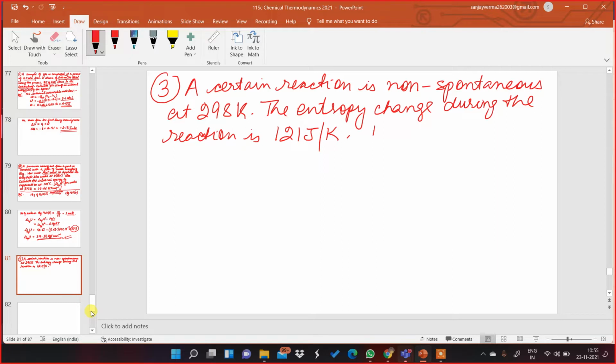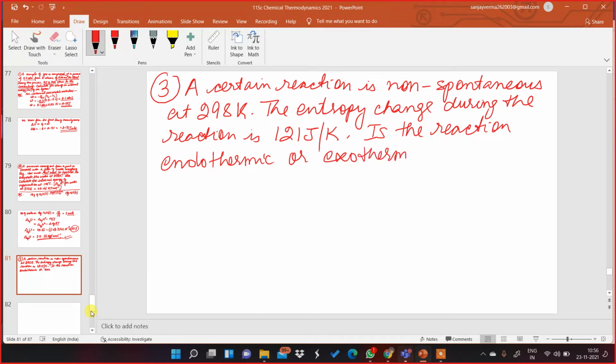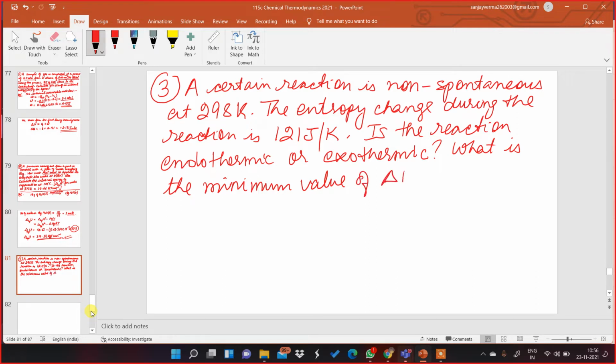Now the question they are asking is: is the reaction endo or exo? Endo means endothermic or exothermic. That is the first part of the question. Now the other part of the question is: what is the minimum value of delta H for the reaction? So the question you can see on the screen. What is the minimum value for delta H for the reaction?